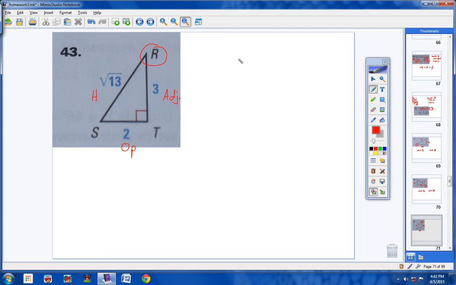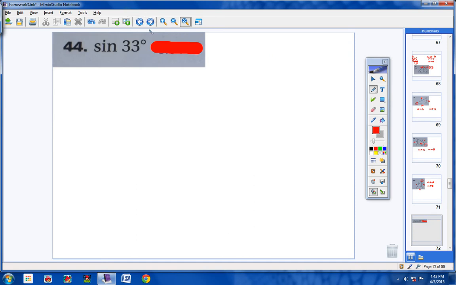Alright, so let's start off by finding the sine of angle r. Now the sine of r would be opposite over hypotenuse. Opposite over hypotenuse, 2 over square root of 13. The cosine of r would be adjacent over hypotenuse, so 3 over square root of 13. Okay, pretty simple actually. Alright, number 44.